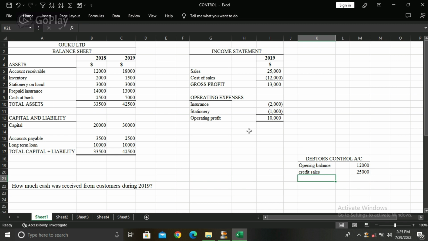So here is the logic. We have a column here called cash received. This is the amount of cash that we received from our customers, which we do not know, and that is what we are looking for. So we have our cash received. After taking the cash received out of the above stated figures, that is what will give us our closing balance, as we have indicated here as 18,000. So we have closing balance, giving us 18,000.